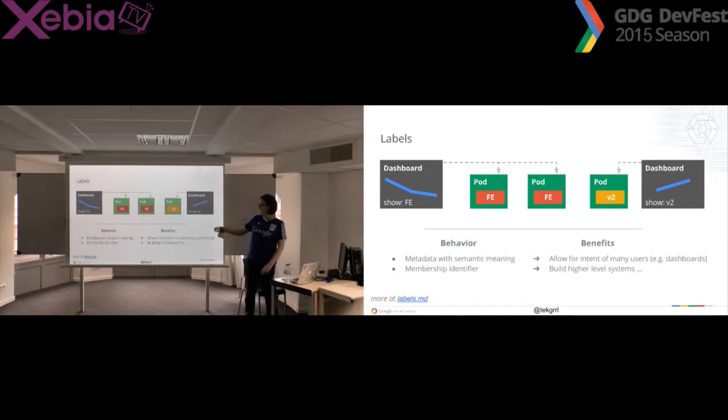So in this case, we're saying name equals FE, name equals FE, name equals V2. This dashboard is using some kind of selector to say, I'm interested in pods that are labeled FE. I'm interested in pods that are labeled V2. So we have different dashboards looking at different aspects of our runtime. And again, these pods can be run anywhere. So all I'm saying is that I'm interested in any pods run anywhere with the label FE.